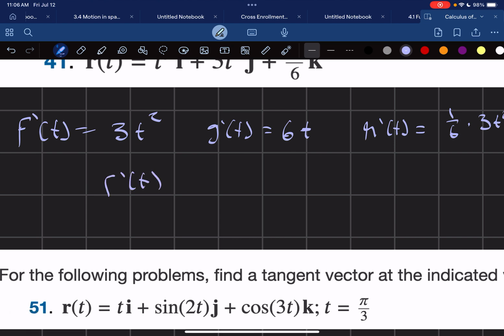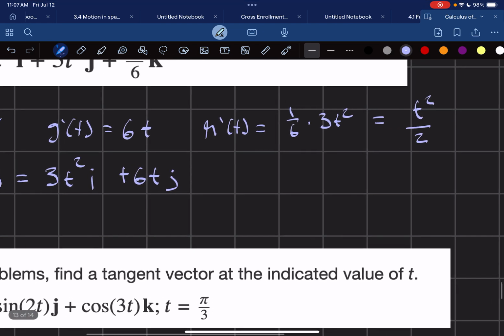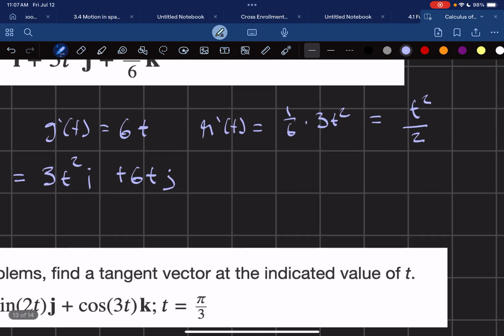So r prime of t just equals 3t squared i plus 6t j, and finally t squared over 2 k.